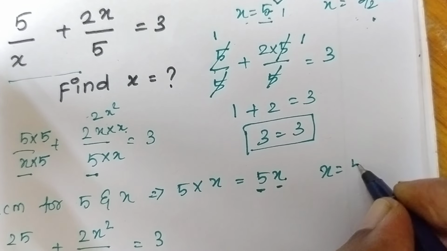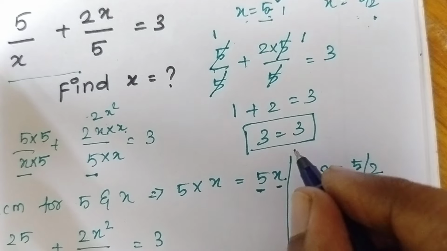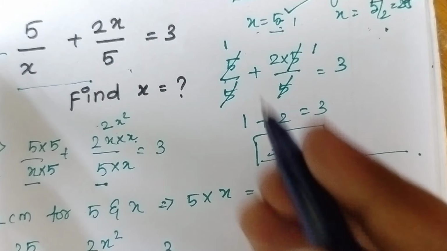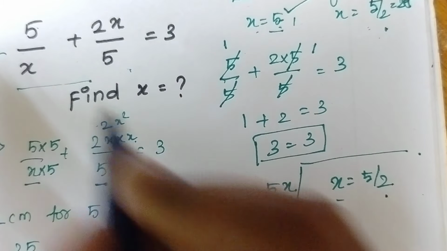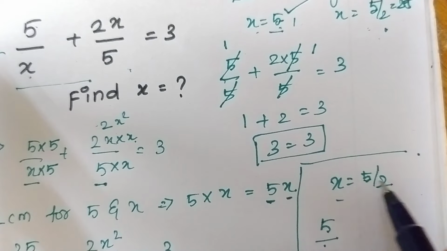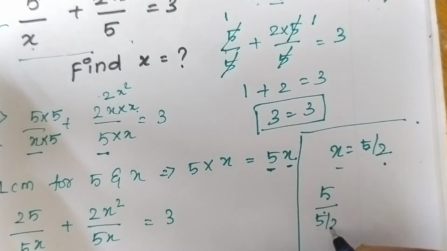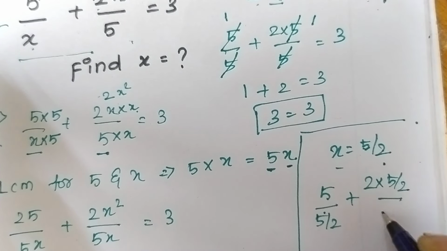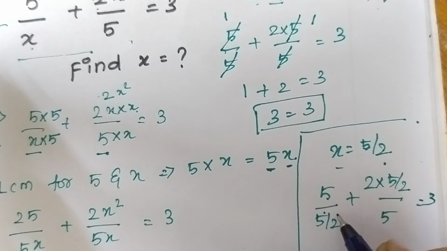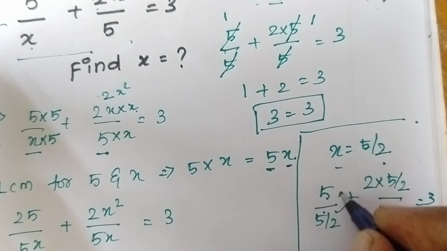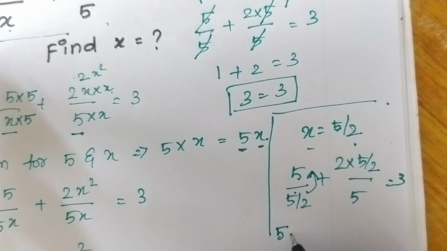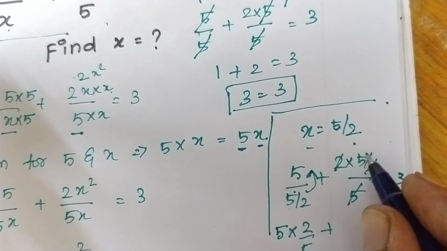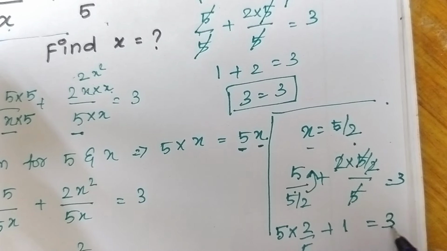Then I am going to take x is equal to 5 by 2. So now I am going to substitute x equal to 5 by 2 in the actual equation. Therefore 5 divided by x, which is nothing but 5 by 2, plus here 2 into x, which is 5 by 2 divided by 5, is equal to 3. So this is in division, so it gets reciprocal. Therefore 5 into 2 by 5 plus 2, this 5 gets cancelled. Here 1 is there which is equal to 3.